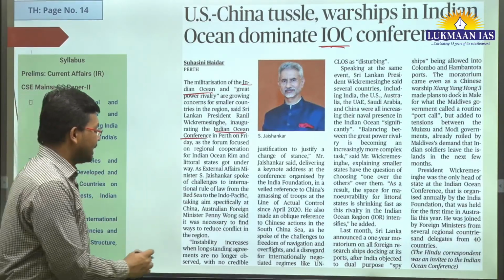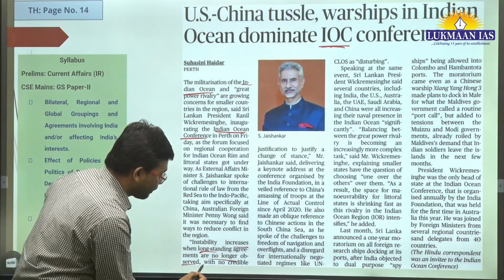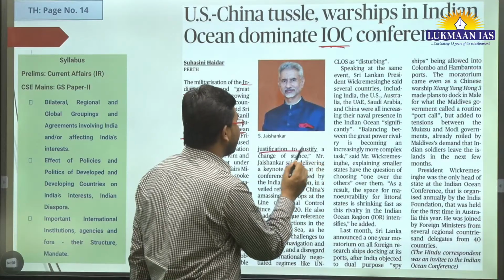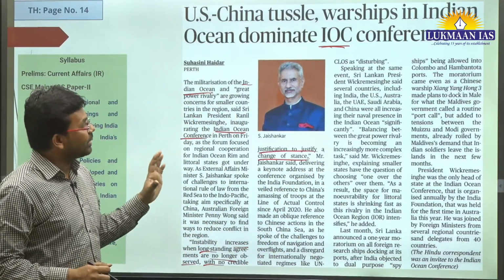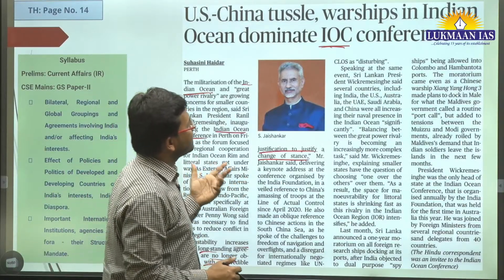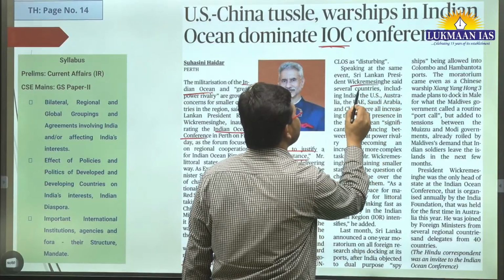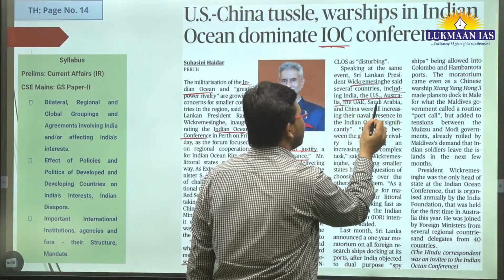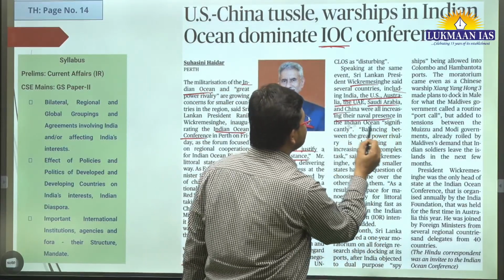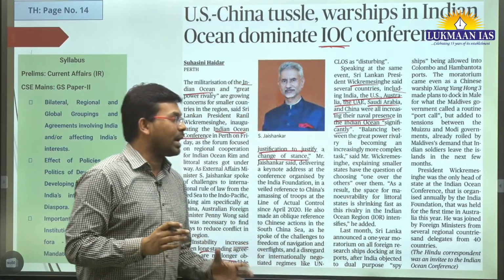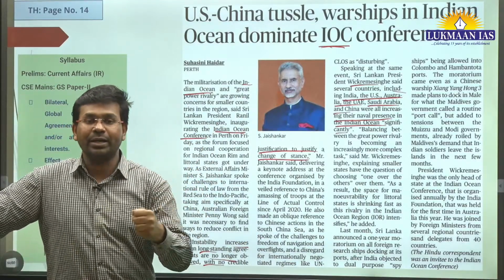He says that instability increases when long-standing agreements are no longer observed, with no credible justification for a change of stance. This is what is said by the External Affairs Minister, and he also discusses many things. Speaking at the same event, Sri Lankan President Wickremesinghe said several countries including India, USA, Australia, UAE, Saudi Arabia and China were all increasing their naval presence in the Indian Ocean significantly. So the Indian Ocean region is being flooded with warships.